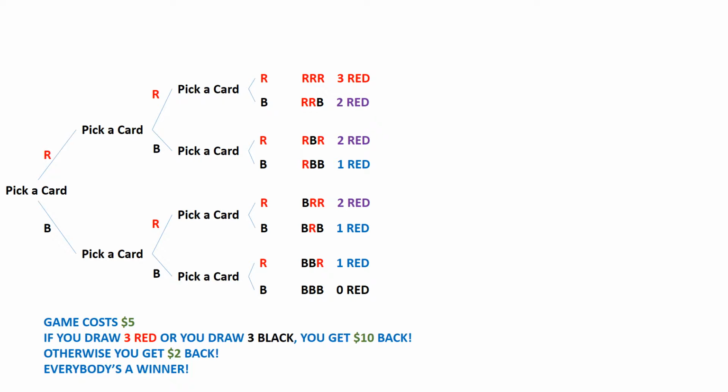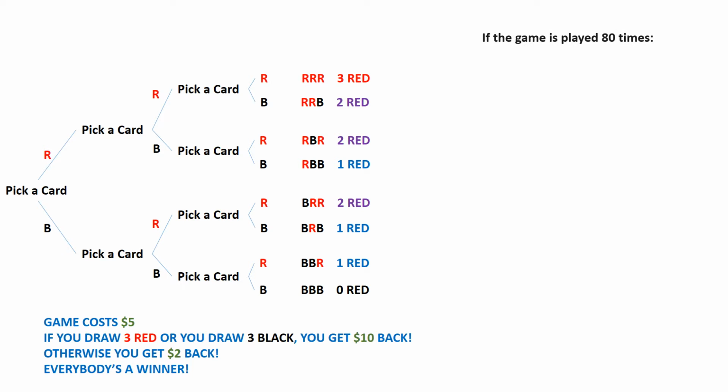As we just saw, we have a 1 out of 8 chance to get 3 red cards in a row, a 3 out of 8 chance of 2 reds and a black, a 3 out of 8 chance of 1 red and 2 black, and a 1 out of 8 chance of 3 black in a row.